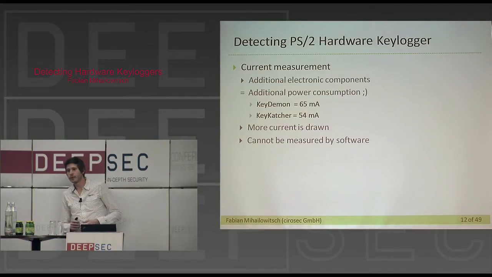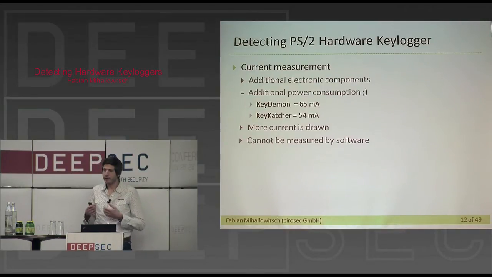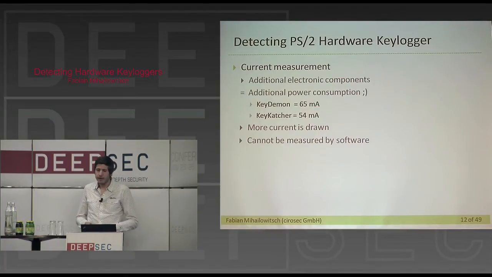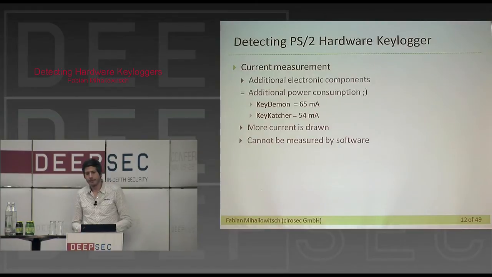Okay, the first thing I came up with when I tried to detect them is current measurement. You plug in additional hardware, so you have additional electronic components which consume power, and you basically can measure it. If you go on the line physically, you can measure that Keydaemon consumes like 65 milliamperes and Keycatcher 54. So you can detect that more current is drawn, but sadly you cannot measure it in software since the motherboard just doesn't provide any sensors to actually measure it.